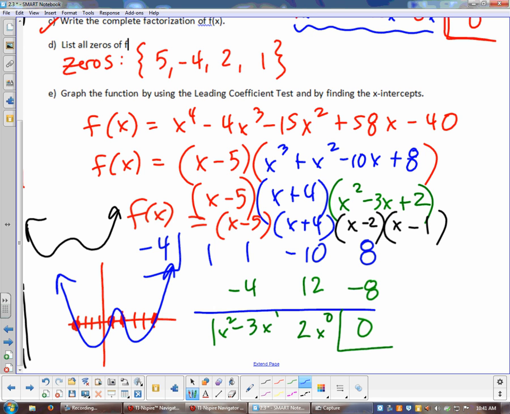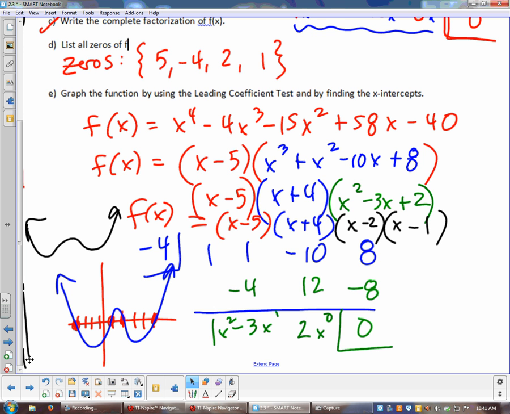How do you know that it doesn't start like it flipped upside down? Oh, because the degree is even, right? It was a degree 4. It's an even degree. That means it starts and ends in the same place. And because the leading coefficient is positive, it's going to end high. So it's got to start high and end high.